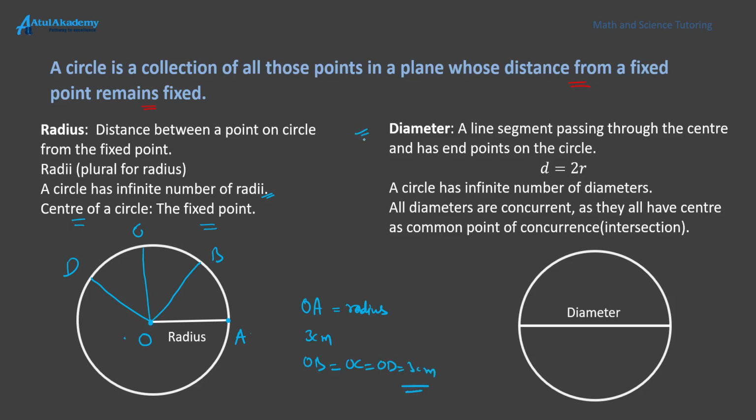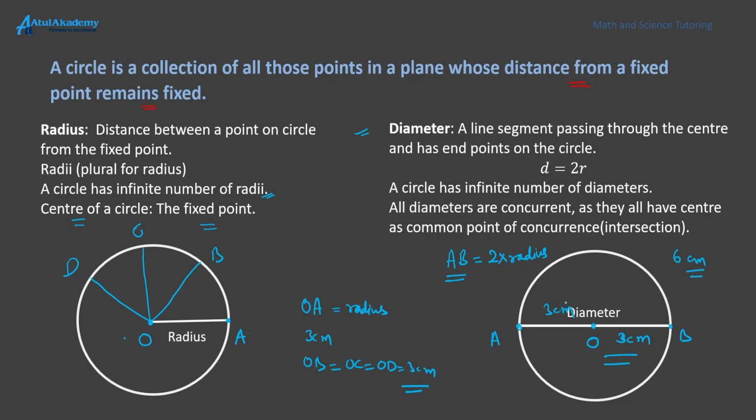Now diameter. Diameter is a line segment. Let me name it as A and B, which is passing through the center of the circle and has endpoints A and B on the circle. So diameter is represented as AB and it is always equal to twice the radius, 2 times radius. So here if this radius OA is 3 centimeters, OB is also 3 centimeters. So what will be the diameter length? It will be 6 centimeters.